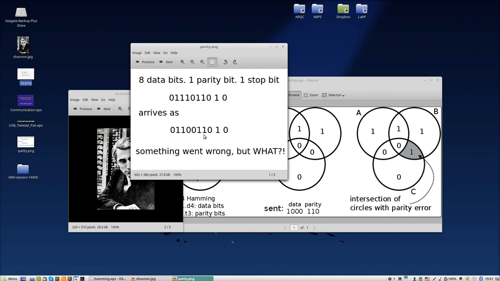But now imagine that the computer on the other side receives this, and he doesn't know what the original message is. He starts counting 1, 2, 3, 4, 5 bits. Oh, that is not even. Something went wrong. I don't know what went wrong, but one of these bits, including the parity bit, went wrong.